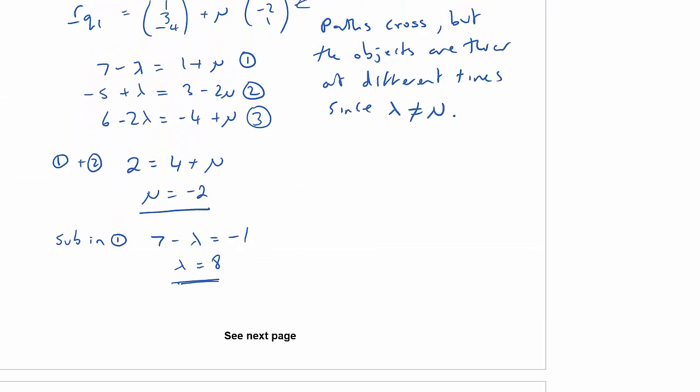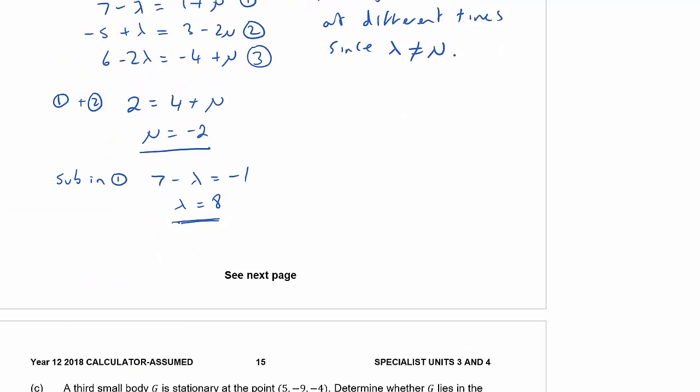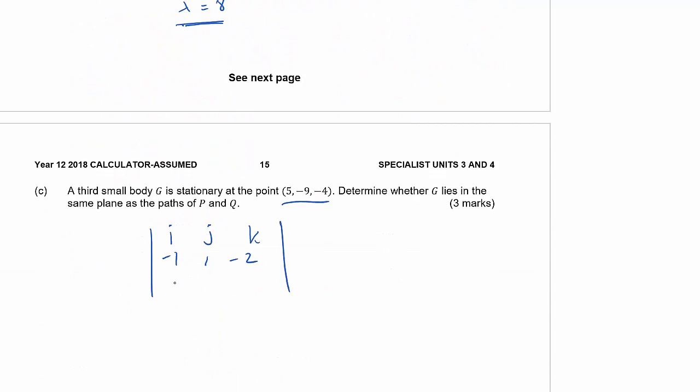So one of the directions is -1, 1, -2, and the other direction is 1, -2, 1. So for the i, that gives me 1, take away 4, so it's -3. For the j, that's going to be -1, add 2, which is 1, but of course we take a negative in that middle one. And for the k, we're going to get 2 take away 1, which is 1. So this is the normal to the plane containing the paths of P and Q.